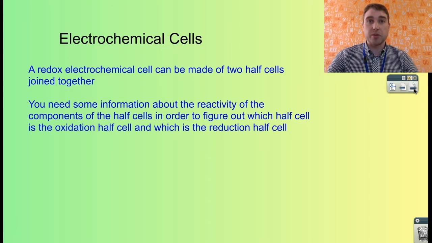So an electrochemical cell, a simple galvanic cell, is a battery, and they're made up of two half cells, and that's what we're going to focus on drawing today. In order to figure out how to draw the half cells, you need to know some information about the reactivity of the components inside the half cells, and also things like solutions. They can help you out as well.